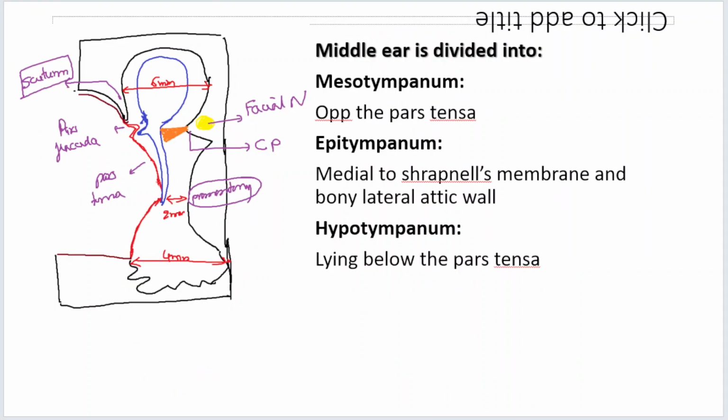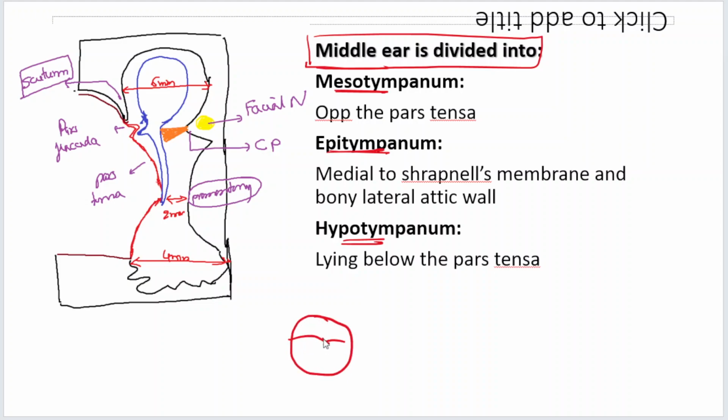Okay. Now coming to the divisions of the middle ear. How is the middle ear divided? The middle ear is divided into the mesotympanum, epitympanum, and hypotympanum. How are you going to divide it? We will come to that, but now this is the tympanic membrane. You are looking in through the external auditory canal at the tympanic membrane. The part of the middle ear that is present behind this tympanic membrane is the mesotympanum.